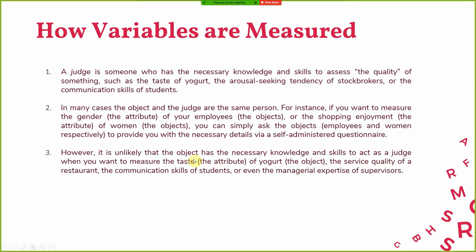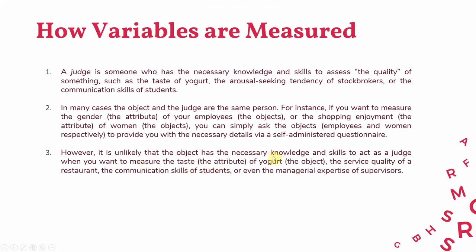For example, there might be a situation when you cannot act as a judge. Now, it is important to note that the yogurt actually can't judge its own taste, so it can't be a self-judge. Or the restaurant can't judge its own service quality, so the consumer has to be the judge. Or the communication skills of a student. A student can't judge his own communication skill. It has to be judged by someone else, or even the managerial expertise of the supervisors. So in this case, the object cannot be the judge of its own attributes or characteristics.